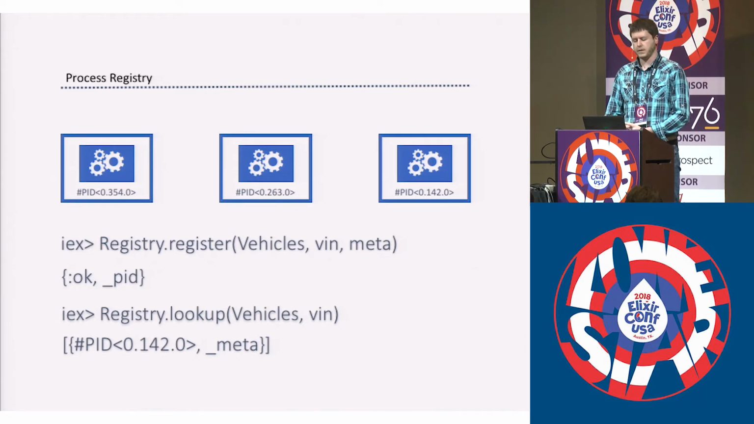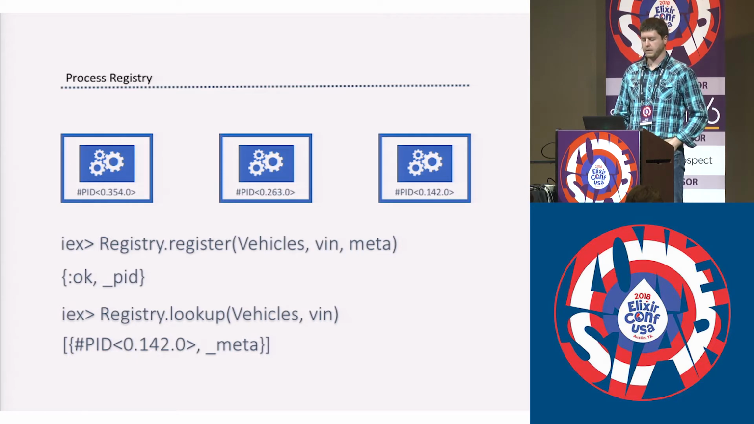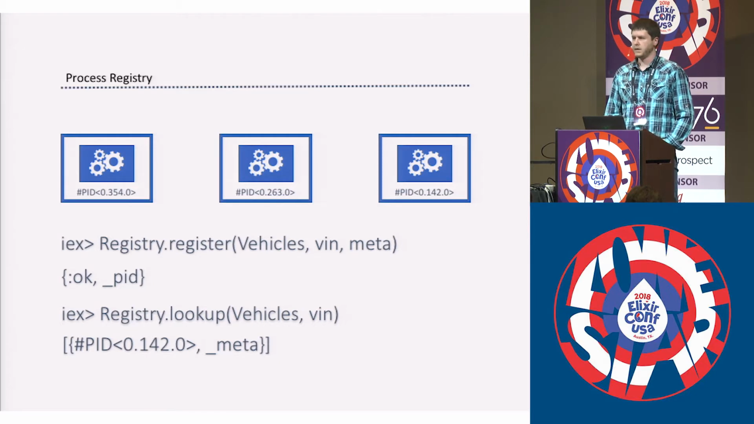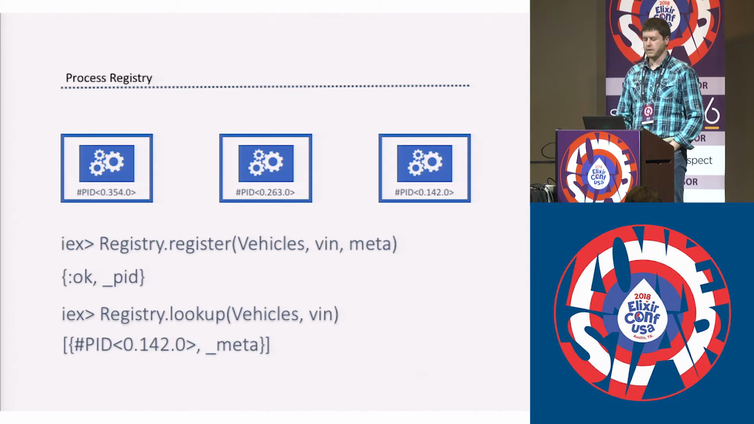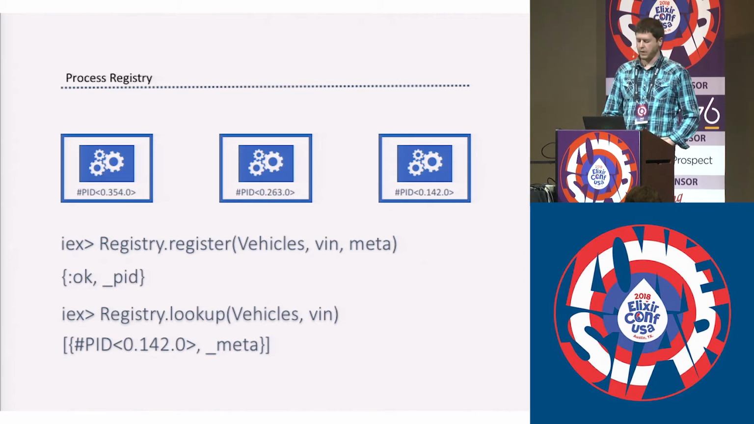We can use the Elixir Registry, and that was merged in Elixir 1.4. Using the registry, which is local only, on a local node, you can save a reference to a process by some name. Maybe it's a string, a binary, that you want to look that process up by later. Whenever you call Registry.lookup, you'll get a PID back and any meta information that you saved along with it.